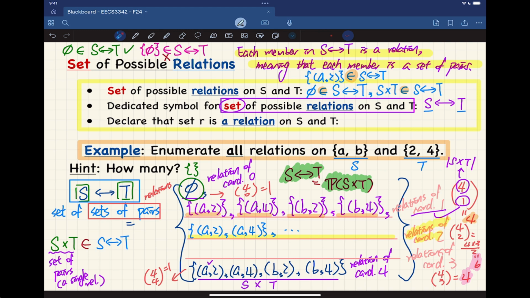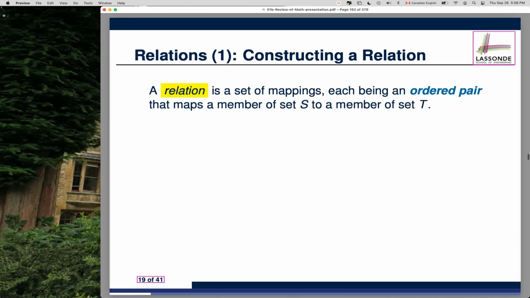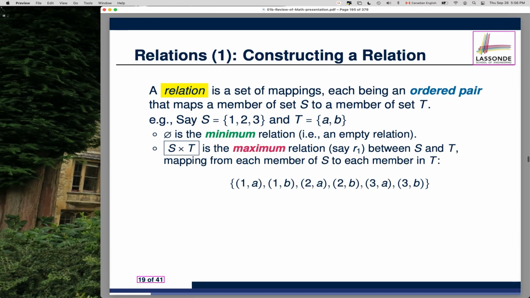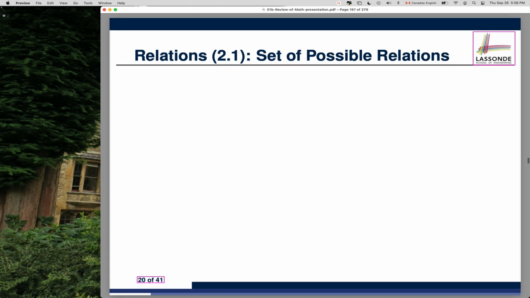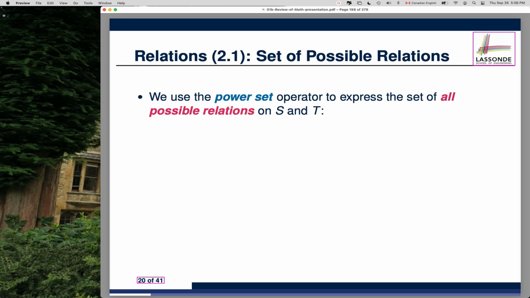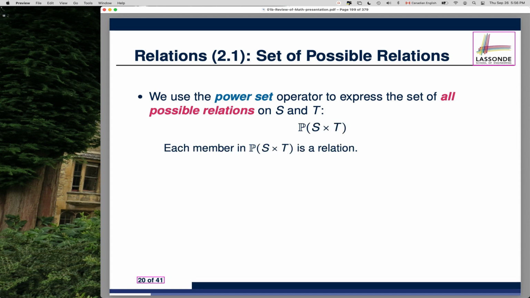Okay, so let's go back to the slides. I believe I said everything, but let's see if I missed anything. If you go back to the slides, a relation, a set of ordered pairs, and then minimum, maximum, just an example, right? That's something we already understood from last time. And set of all possible relations, which we just illustrated. Let's see. We use a power set, right? I didn't really tell you in the beginning, but now we appreciate it a little bit more after we've seen the process. Right? Power set of S cross product T. Each member in there is a relation, and we talk about it.